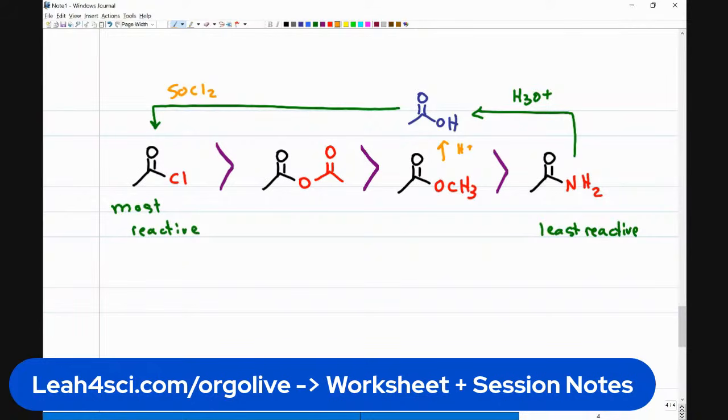If you want to see how to do all these reactions, give me a couple of hearts. And let's take a look at how it goes. So let's start with the basic mechanism.